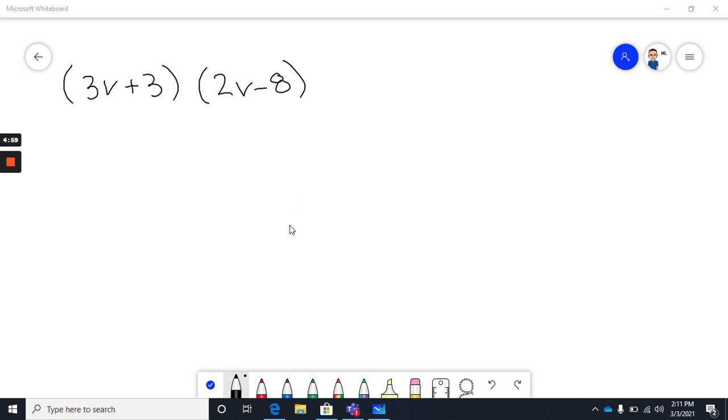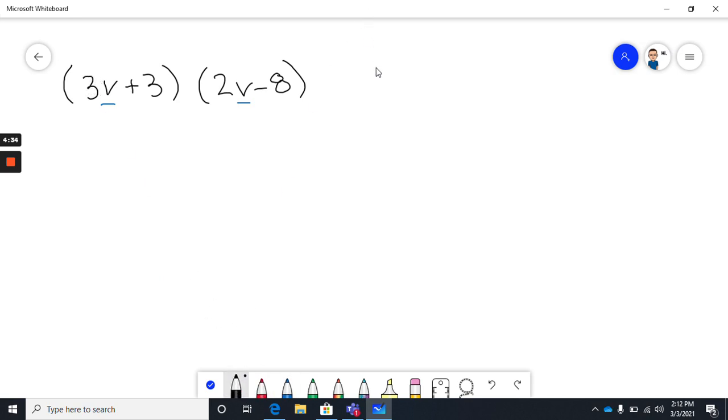3v plus 3 times 2v minus 8. So we're going to look at two different ways on how to multiply this. First thing I want everyone to pay attention to is we're talking about things that have the same base. So in one aspect, we're going to be able to add our exponents. Next, we're going to apply the distributive property.